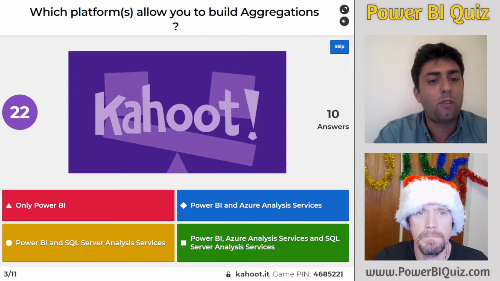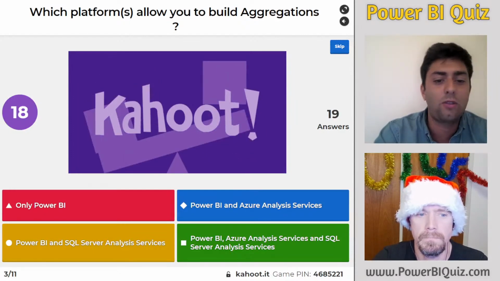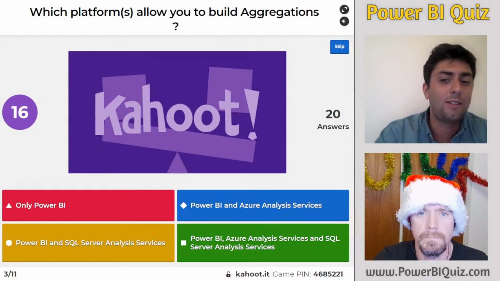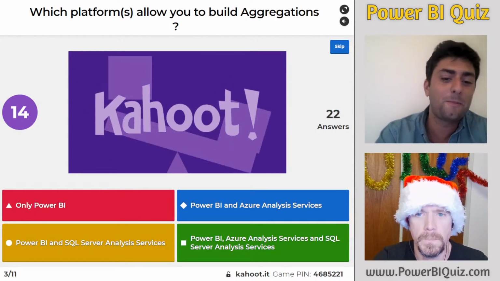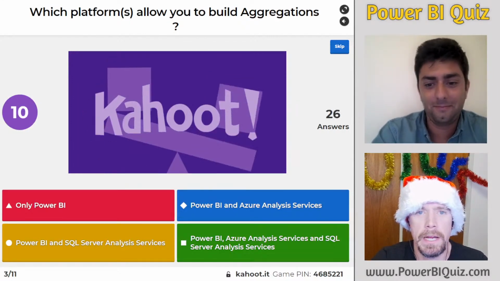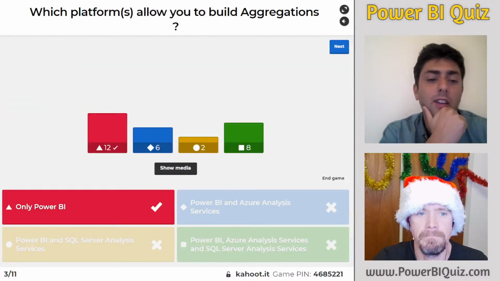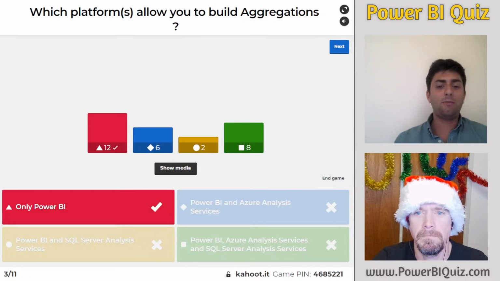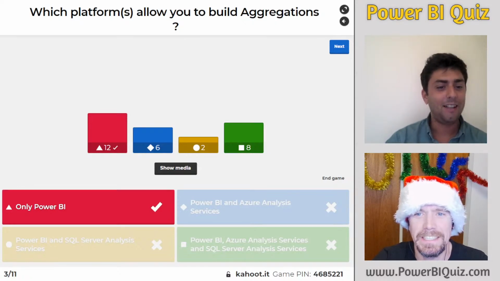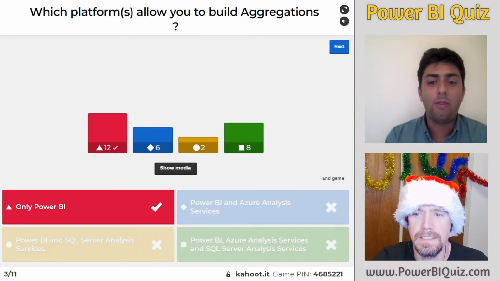So which platform allows you to build aggregations? Power BI, Azure Analysis Services, SQL Server Analysis Services? So where can you deploy your model with aggregations? Yeah, build and deploy. No? Not an easy one. So yes, the correct answer was Power BI.